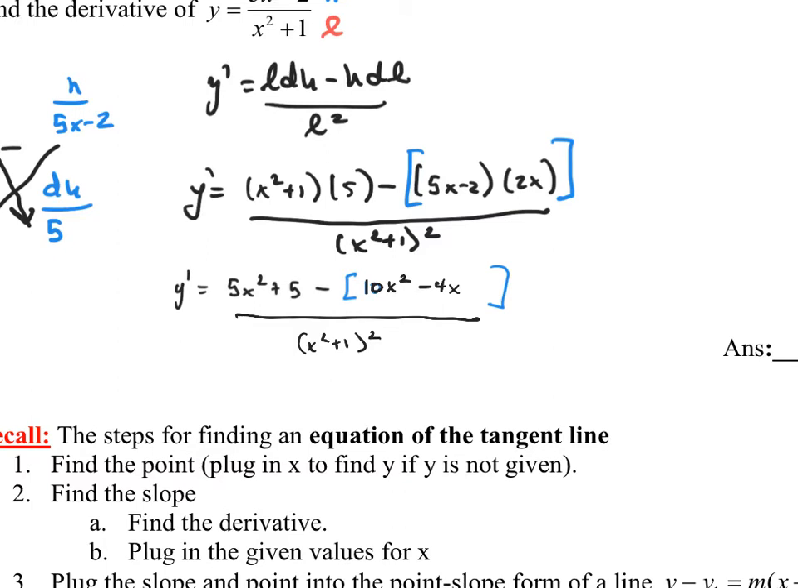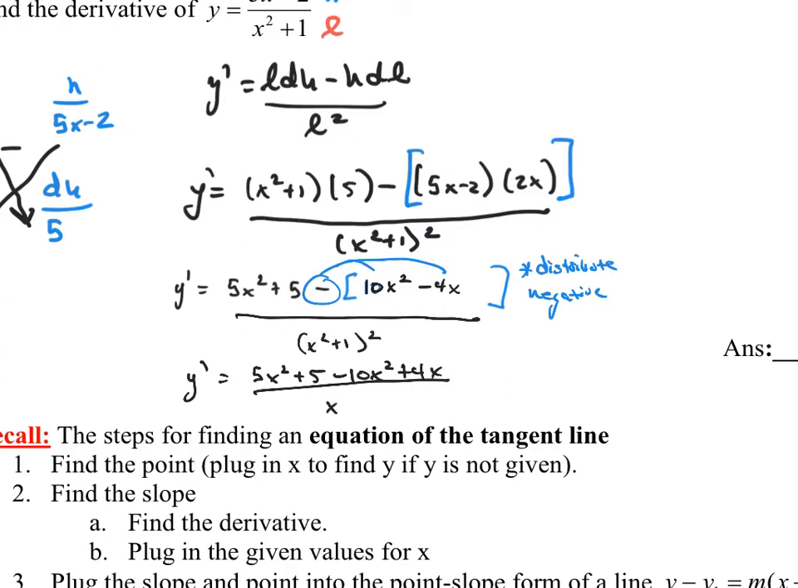So what's the point here is here's where we have to distribute the negative. And it's so important that you remember to distribute this negative to both of those terms. And a lot of people would say it would be minus 10x squared minus 4x, and it's not. So really what we're getting is y prime equals, we'd have 5x squared plus 5. Then we have to distribute the negative, so we'd have a minus 10x squared. Then we'd have a minus negative 4x, which would be a plus 4x, is what it turns into being. All of this is over x squared plus 1, quantity squared.